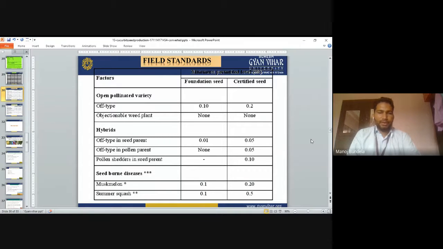So it contains the minimum of off-type plants and minimum weed seeds. In seed-borne disease, like in muskmelon, foundation seed is free from seed-borne disease at 0.1, and in certified seeds seed-borne disease is 0.2% only. So these are the field standards we have to maintain when we go for packing of the seeds in the case of cucurbits.